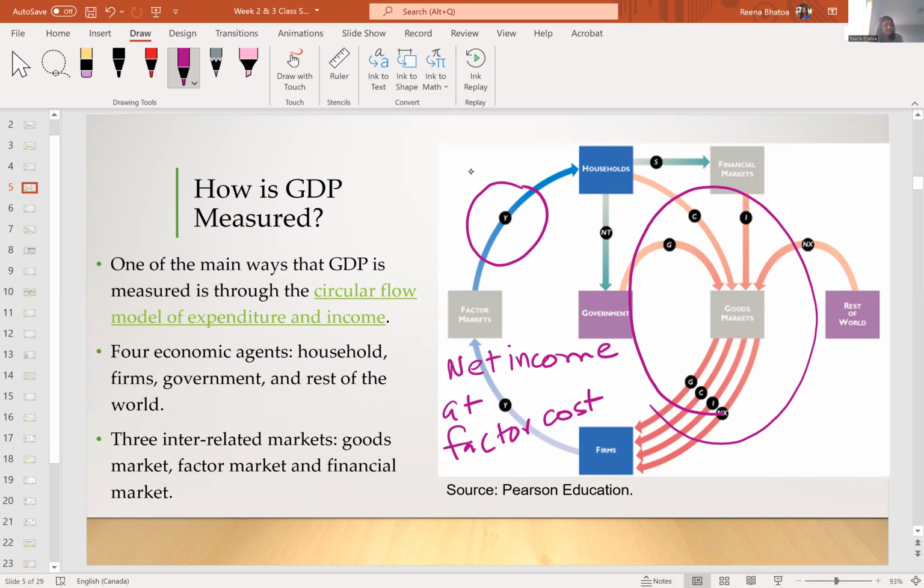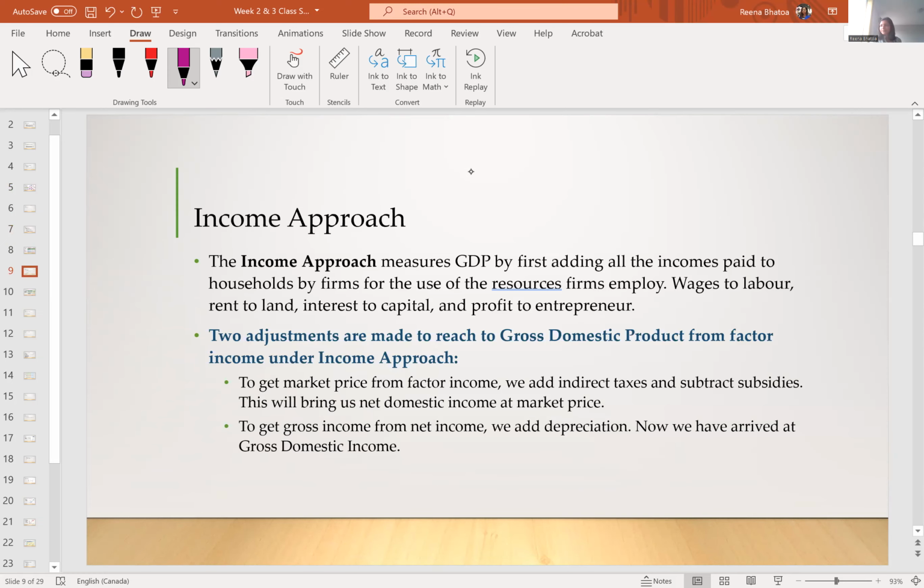And we have to make a few adjustments to take it to GDP, to gross domestic product, from net income at factor cost. Okay. So now, what are those adjustments that we need to make? We're going to study that. Okay. So first, we're going to add all the incomes earned by the factors of production, right? And then we add indirect taxes, subtract subsidies from there. Now, why would we do that? A simple reason for that, I'll give you an example.